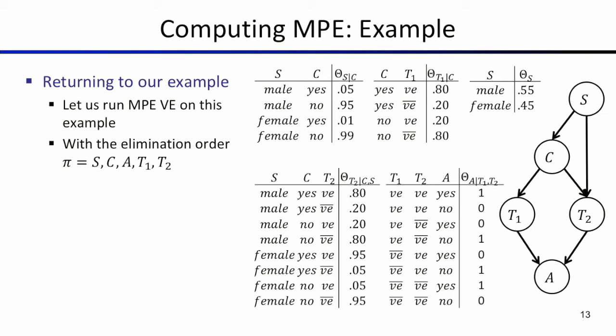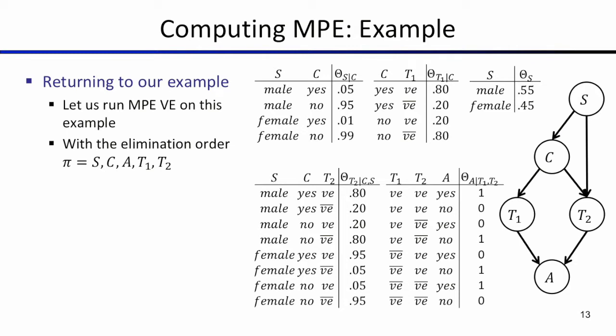Okay, so welcome back. This is our second video about MAP and MPE inference. So let's continue with the MPE variable elimination algorithm. And now we're going to do a step-by-step example using our example network here. So these are the probabilities and also the network.